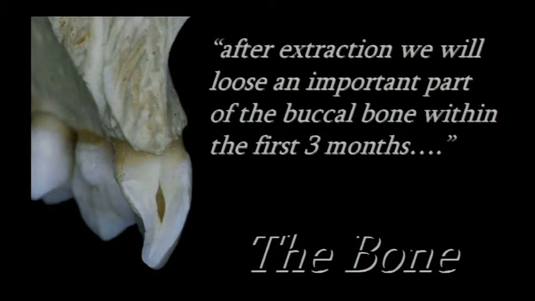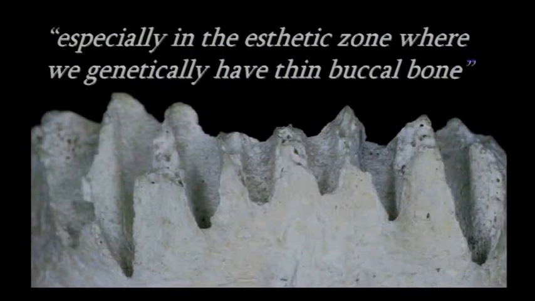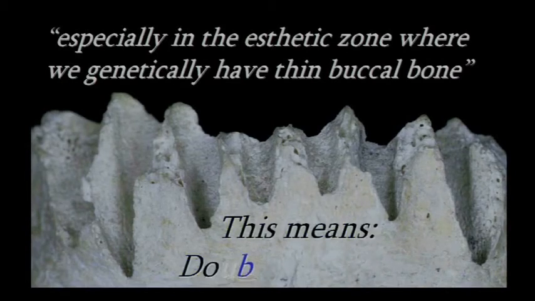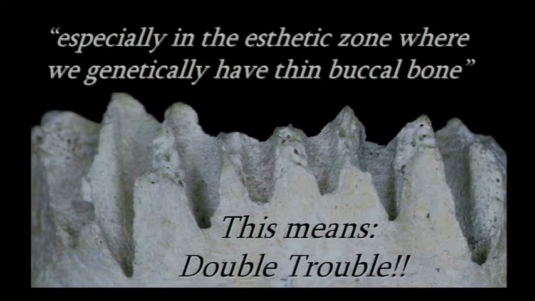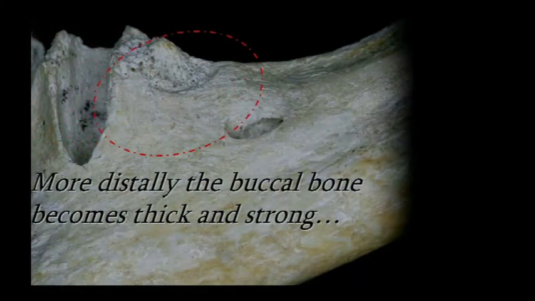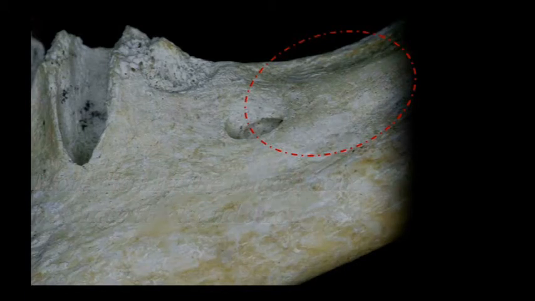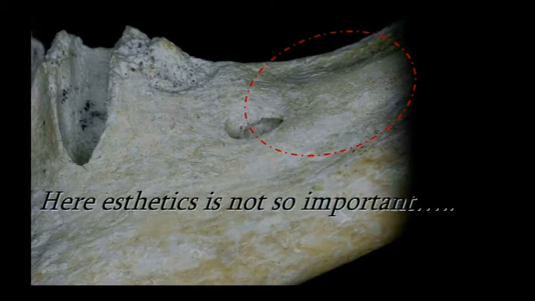And you can see here, especially in this aesthetic zone, the buccal bone is very thin, and this is genetically determined. So this is what I call a double trouble, because we are having thin bone and we were working in an aesthetic area. And George already showed us what can go wrong also if you don't focus on this before you start. On the other hand, more distally in this area, we have thick and strong bone. But there we don't really need it because aesthetics are less important. So this is not really fair for us as clinicians.